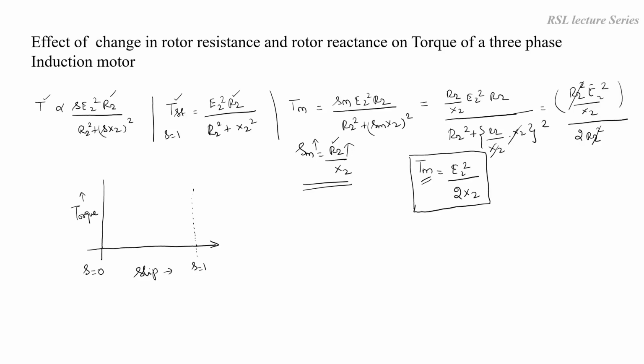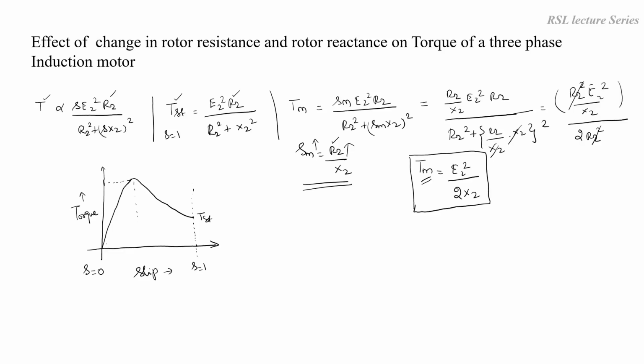Already we have discussed this torque slip characteristics. When slip is 0, torque will also be 0. As the slip is increased, the torque also increases and attains its maximum value. Till the maximum value is reached, it will be linear. After the maximum value, it will be a rectangular hyperbola. Okay, this is the starting torque.